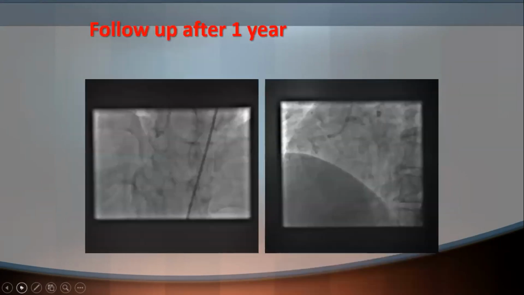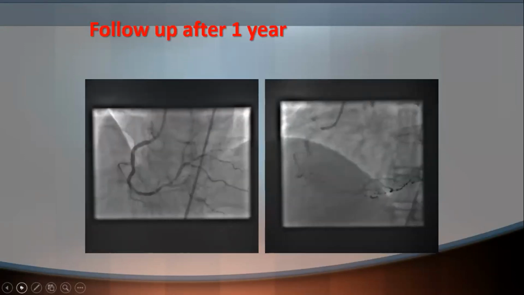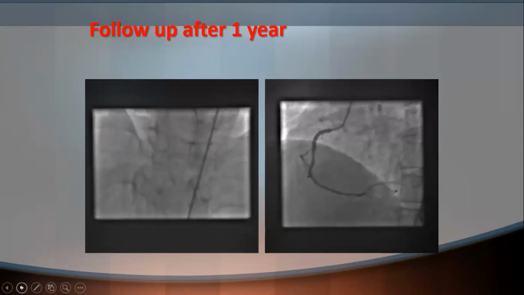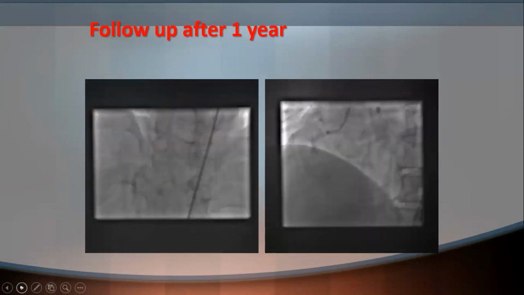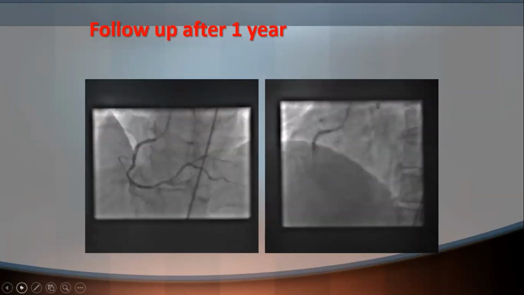And this is the follow-up after 1 year. You can see that all that distal RCA underfilling has gone and the vessel has regrown. And so this really helped us because we did not do stenting right up to the crux here, which was very helpful in this case.